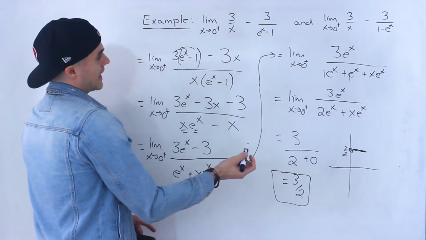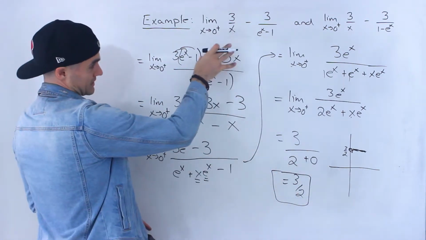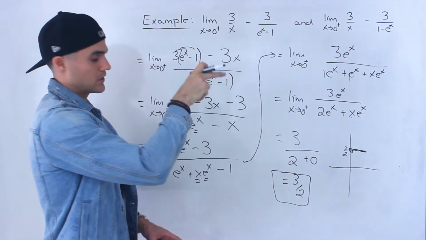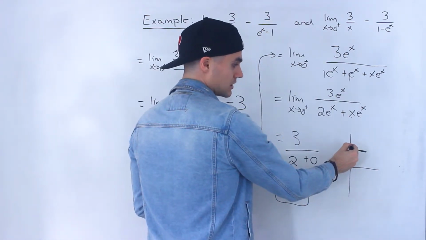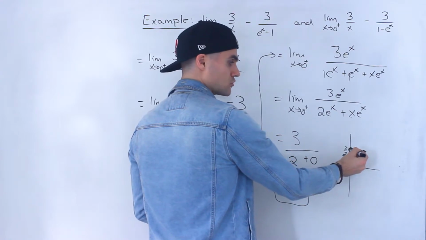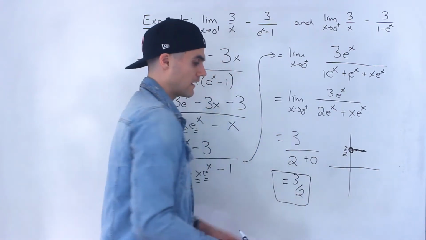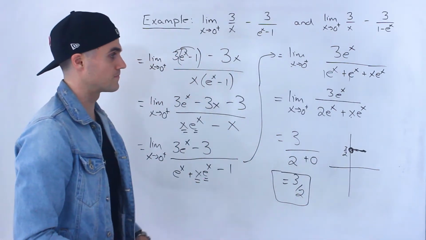But what's happening is at an x value of 0, it's undefined. We know that. So it's either going to be a hole or an asymptote, but it's actually going to be a hole because it's approaching that y value of 3 over 2.